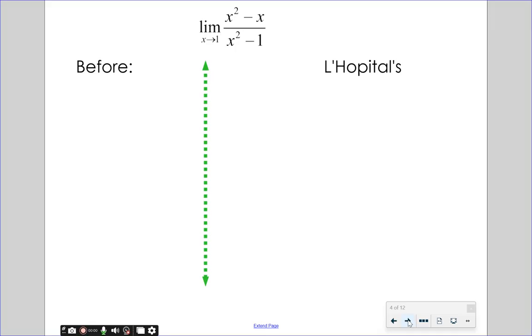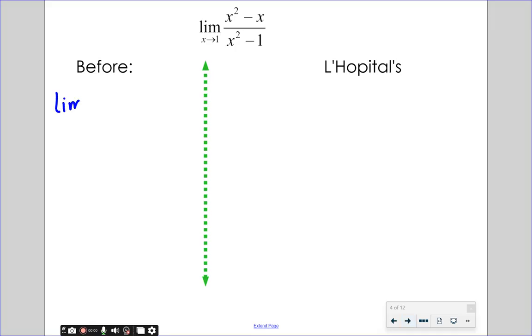What is our very first strategy for doing any limit? Plug and chug. Okay, so if I plug in a 1, what do I get? 0 over 0. If you remember back from Unit 1, when we get 0 over 0, that means we need to do something else. So look at this problem. What do you think we should do? Yeah, why don't we factor it?